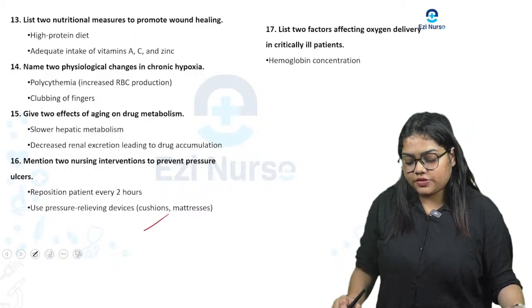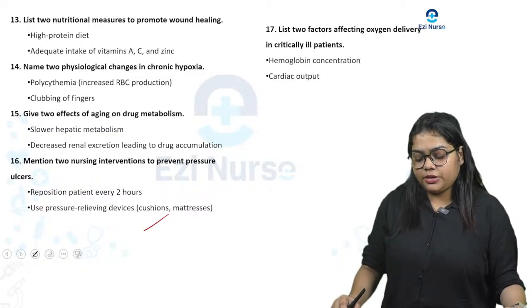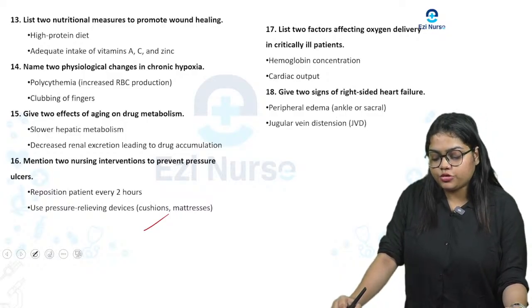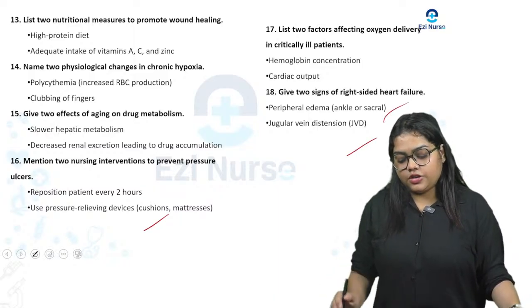List two factors affecting oxygen delivery in critically ill patients: hemoglobin concentration and cardiac output. And the last question is give two signs of right-sided heart failure: peripheral edema and jugular vein distention.